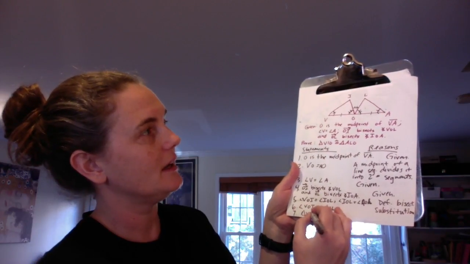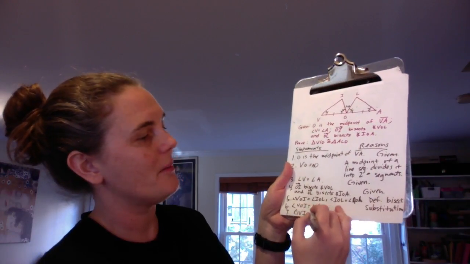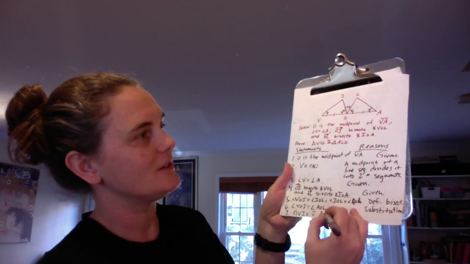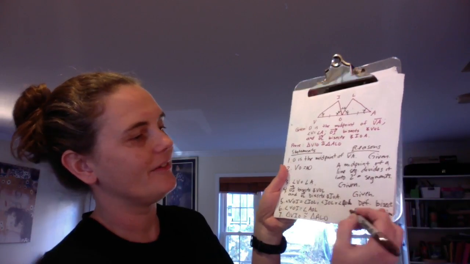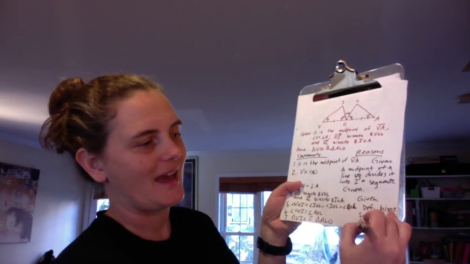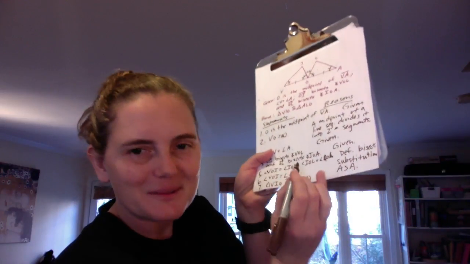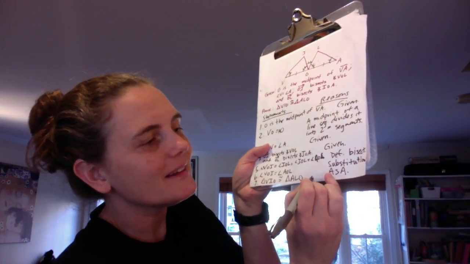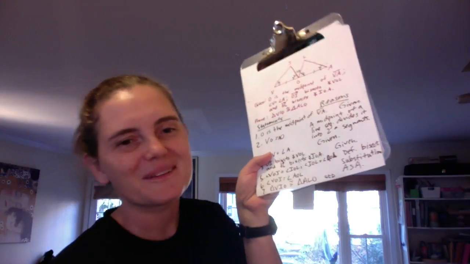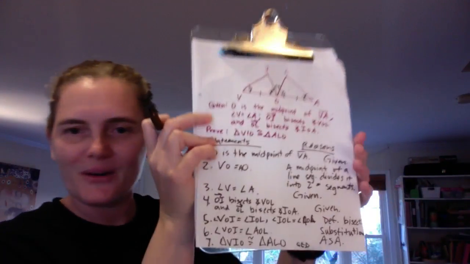Triangle VIO must be congruent to triangle ALO because of ASA. And there's a teeny bit of room for this. Perfect. Okay. So there you have it.